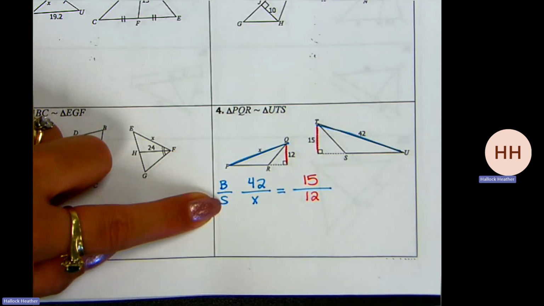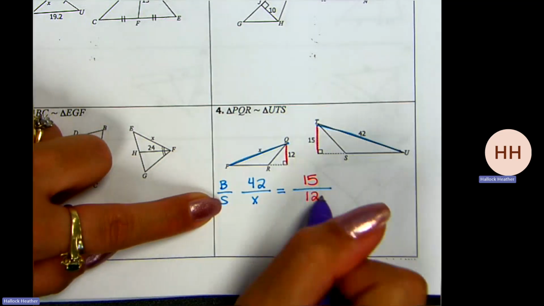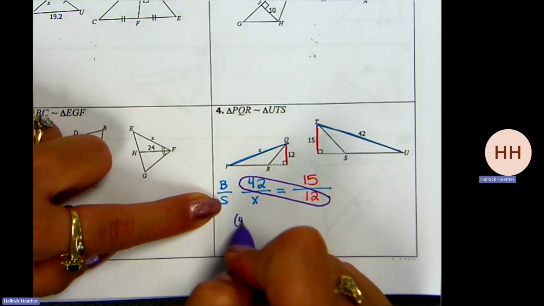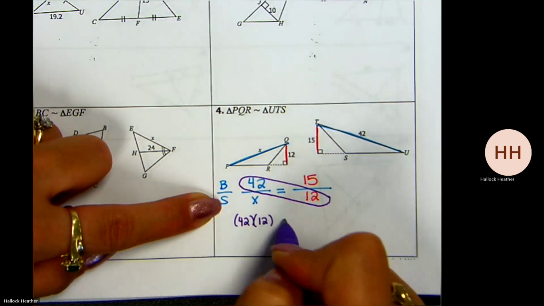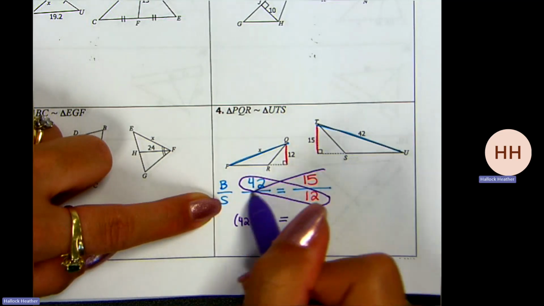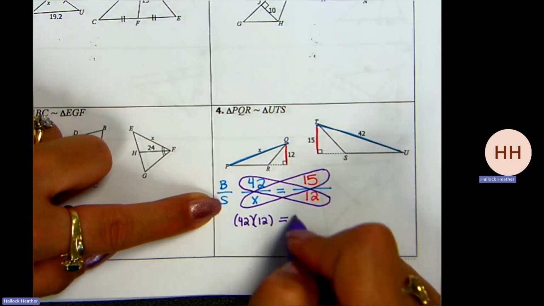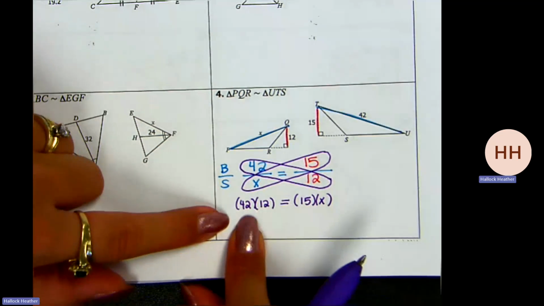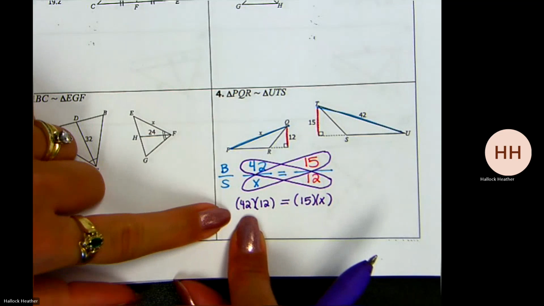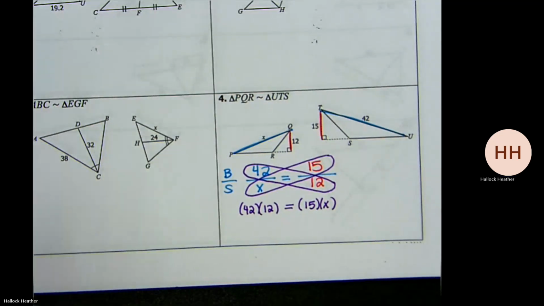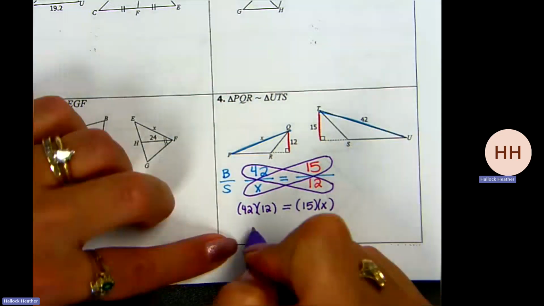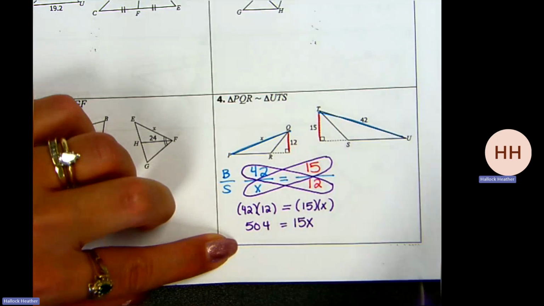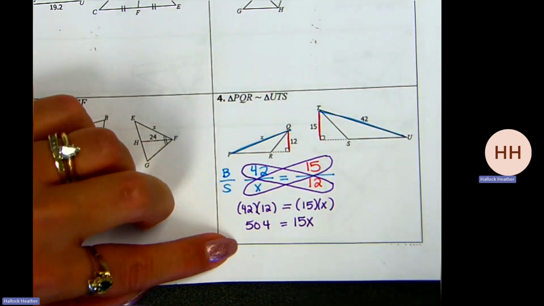I'm going to start by cross multiplying, making a butterfly, a beautiful little butterfly. So I'm going to go crisscross. I'm doing 42 times 12 is equal to crisscross the other way, 15 times x. So in a calculator, what is 42 times 12? Somebody with a calculator, because that's a lot. 504, okay. 15 times x is just 15x. And then I have to solve for x, so I'm going to divide by 15 on both sides.